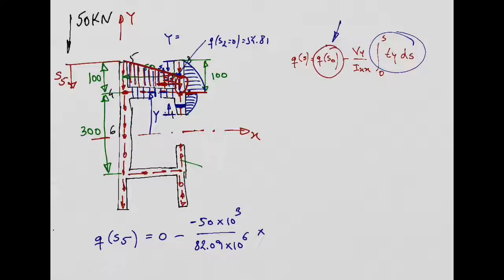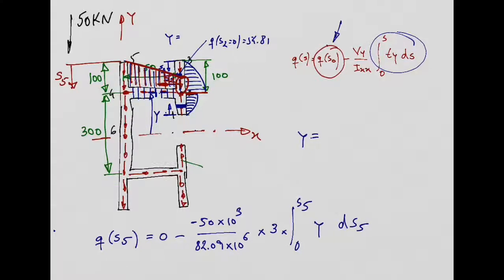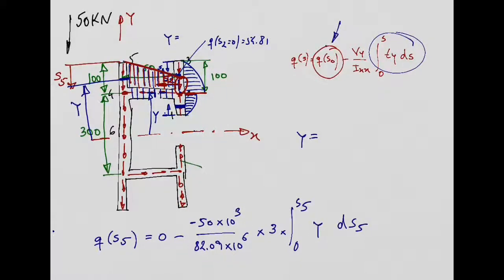Now the thickness again is 3 millimeters times 3. And now I need to do the integral from 0 to S5 times this y ds5, right? So this is the final equation. The only thing I need to do now is to find the relation for this y variable like we did last week. So what you can do is you consider a generic section at the location S5, and then you need to get this value for this distance y to the neutral axis. You agree with me?